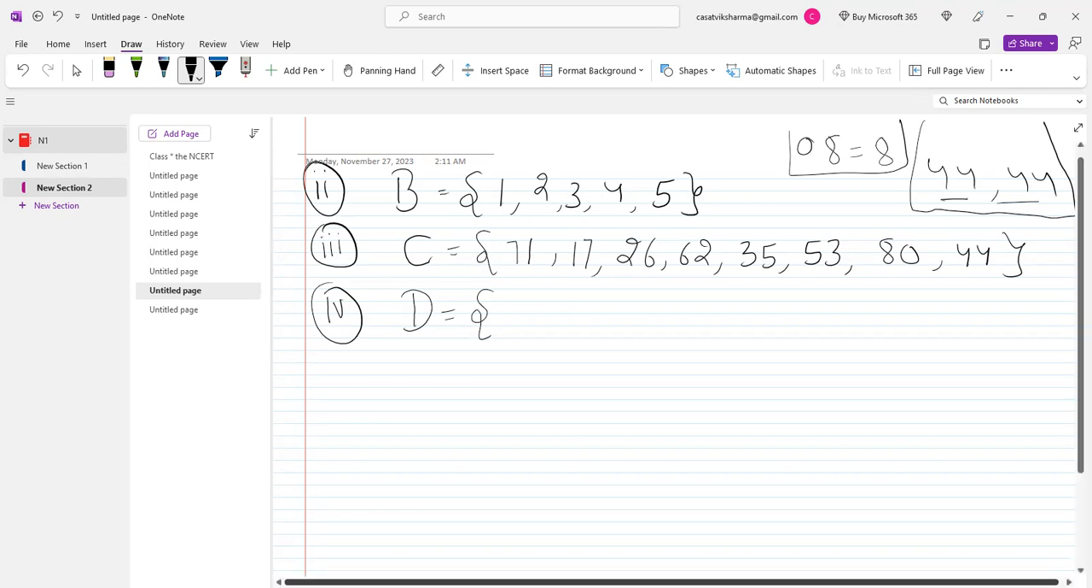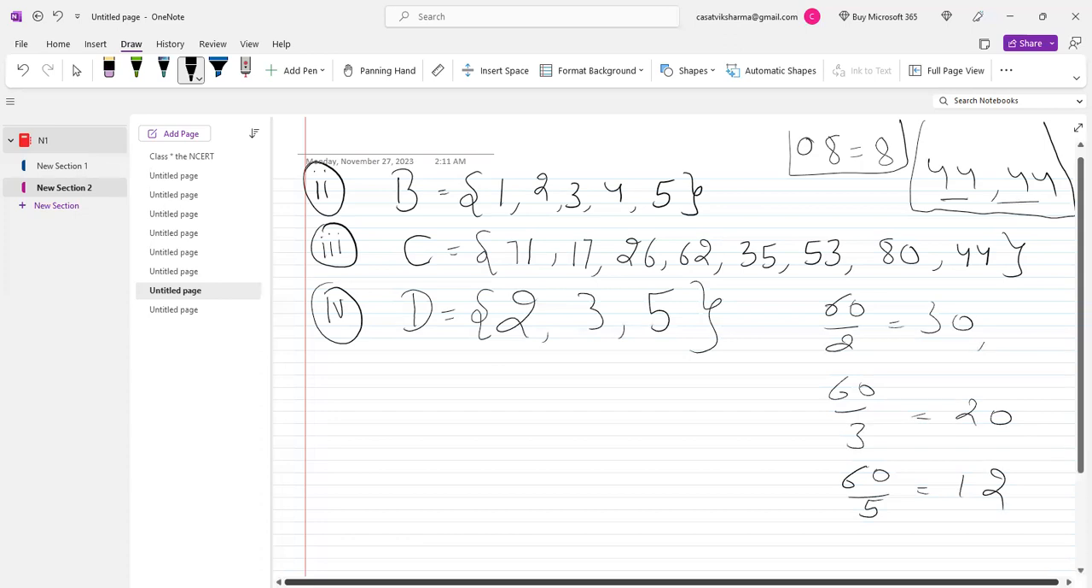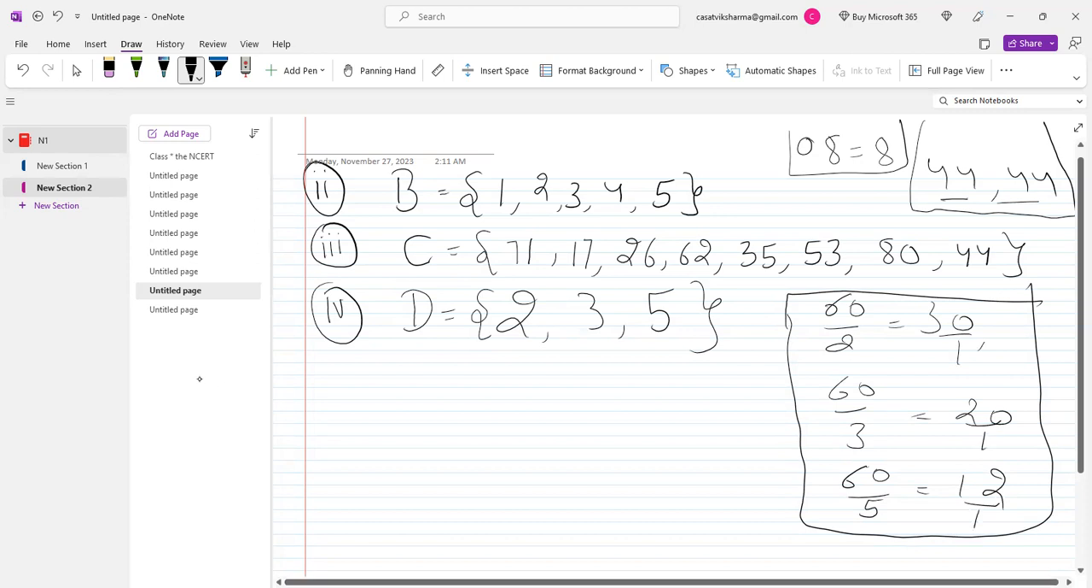So the prime numbers are 2, 3, 5. 2, 3, and 5 are divisors of 60. Why? Because 60 upon 2 is 30, 60 upon 3 is 20, 60 upon 5 is 12. Complete division. That's why they call it a divisor. It implies complete division. I think you guys know it, class 11th students.